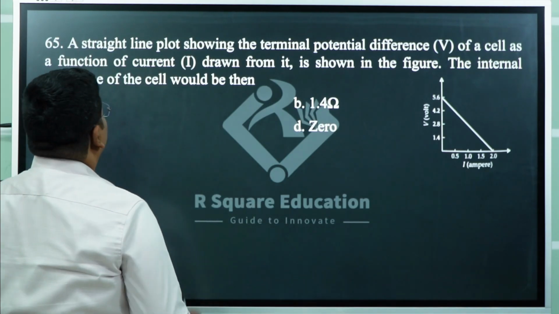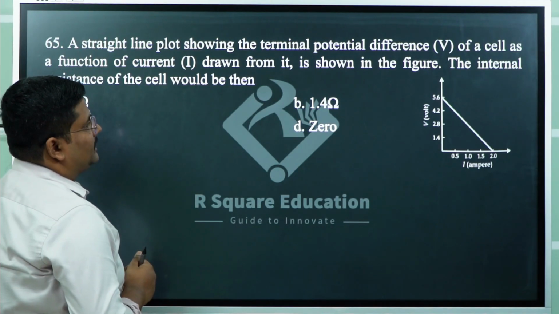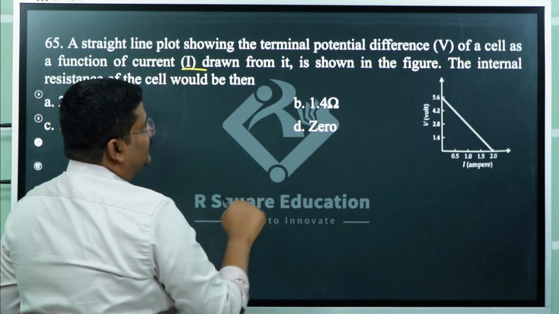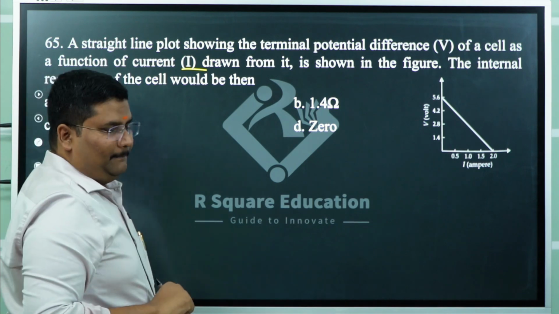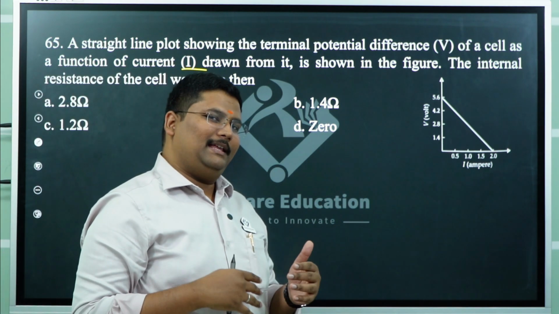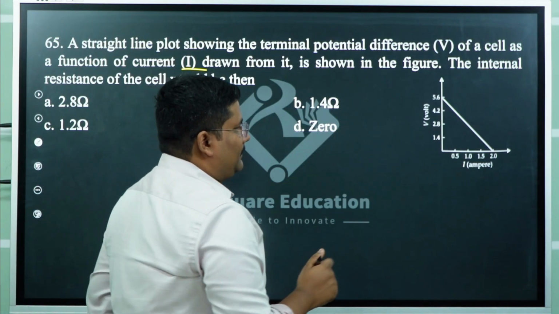See this question. A straight line plot showing the terminal potential difference V of a cell as a function of current I drawn from it is shown in the figure. The internal resistance of the cell would be then. So they have potential versus current and they are asking us to find the internal resistance of the cell. Let us see the markings here.